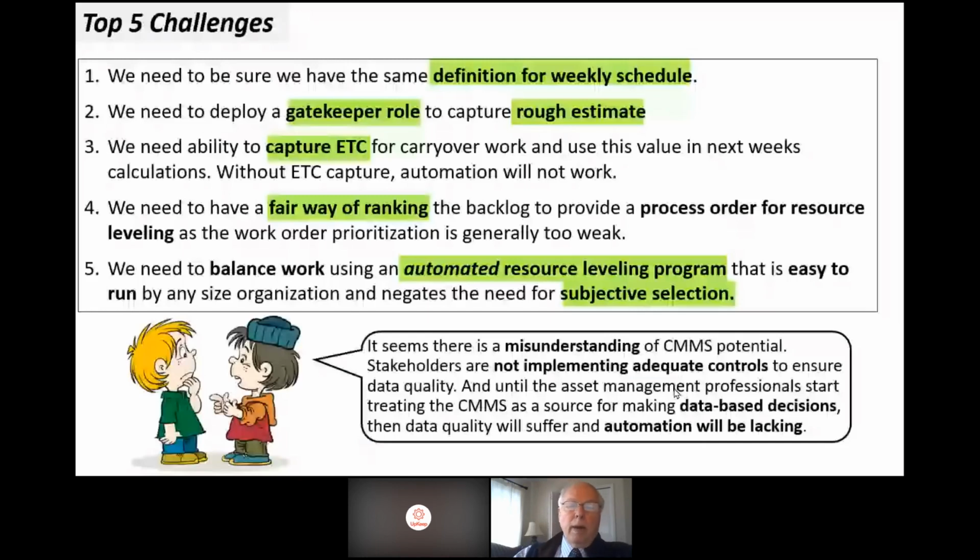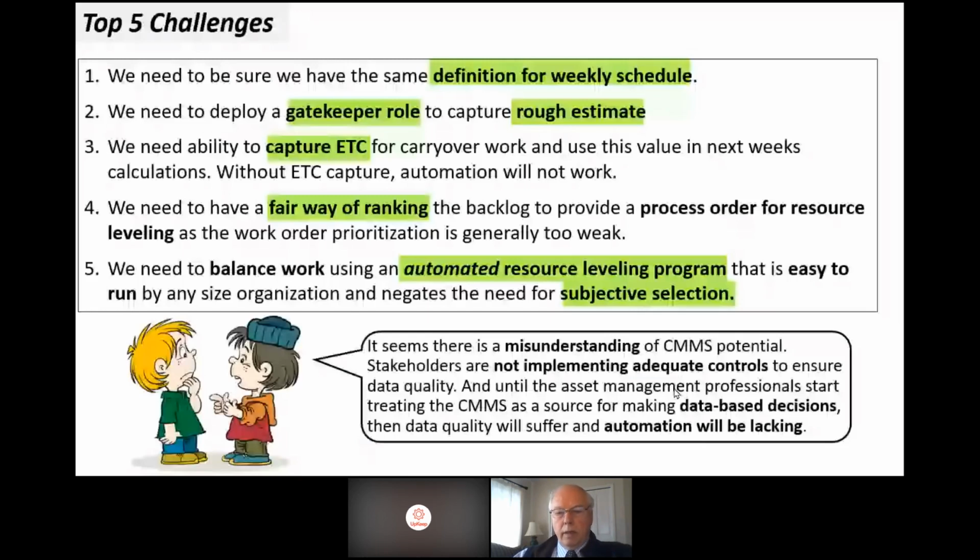Okay, so at the bottom, there seems to be a widespread misunderstanding of the CMMS potential here. All of the data we need that I'm discussing is inside the CMMS. It's there right now. We just need to write this automation script, or whatever you want to call it, that would perform the resource leveling. It could be that straightforward. Stakeholders are not implementing adequate controls to ensure data quality. There's no data quality plan. There's no gatekeeper role. There's no process and data audits. There's no business analyst looking at this. There's no proactive error checks. I could go on and on.